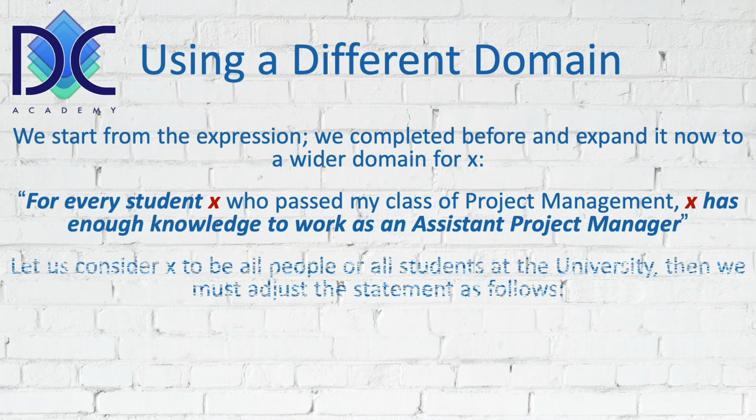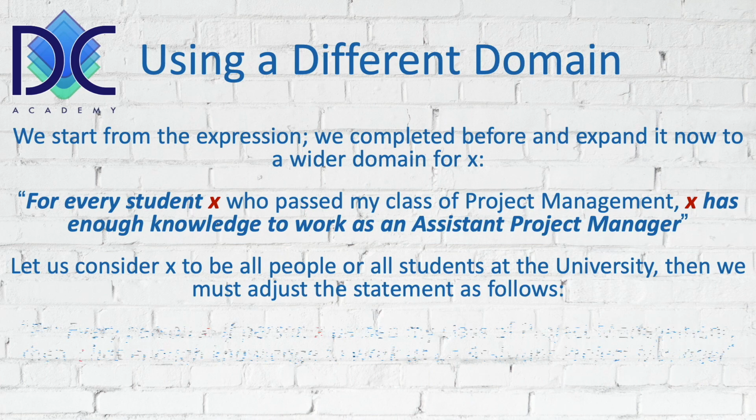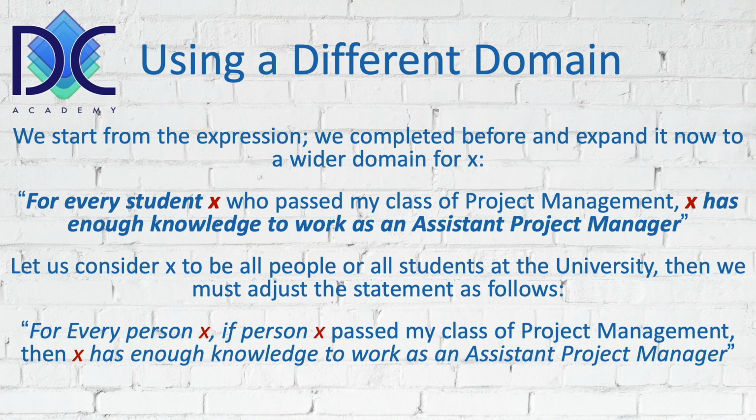And now let's consider X to be all the people, or all the students at the university, and then we have to adjust the statement as follows. For every person X, if person X passed my class of project management, then X has enough knowledge to work as an assistant project manager. So now we are expanding, in fact, the population.